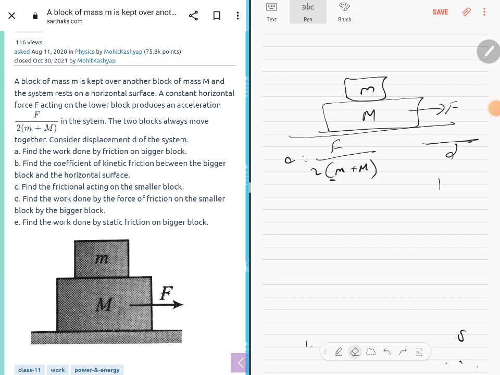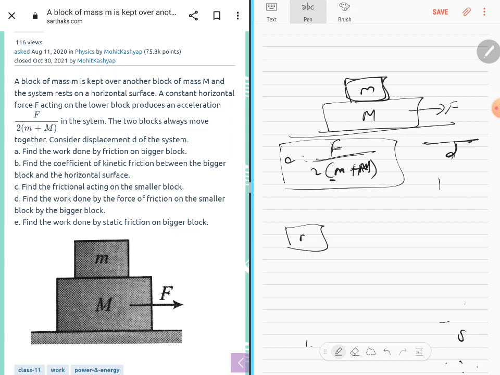So they have already given that the entire system is moving with an acceleration of F by 2(m plus M), where small m and capital M are the masses. And the top block is not sliding over the bottom block. They both are accelerating as one unit, with a common acceleration, covering a distance of d. Now find the work done by the friction. As I said, let's do the free body diagram.